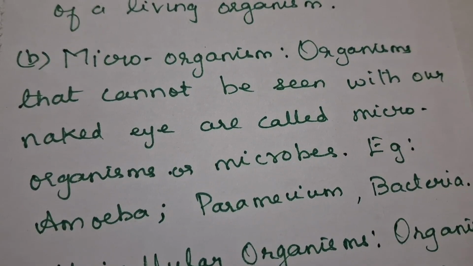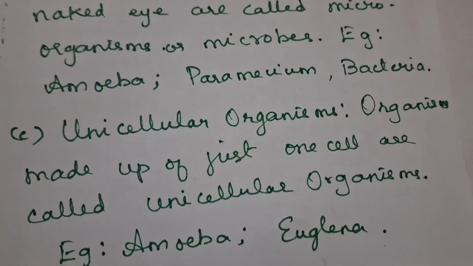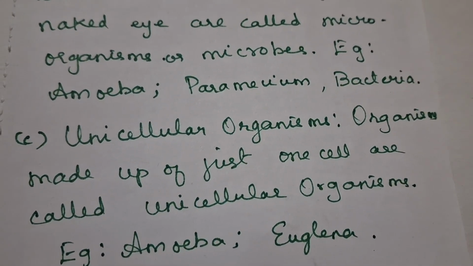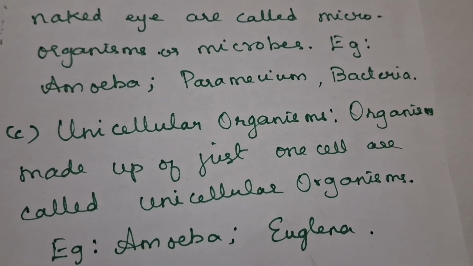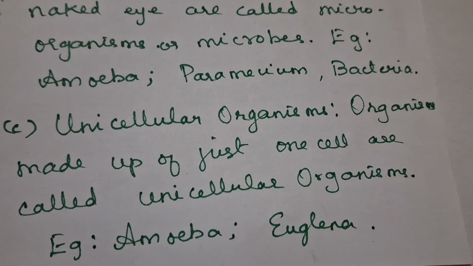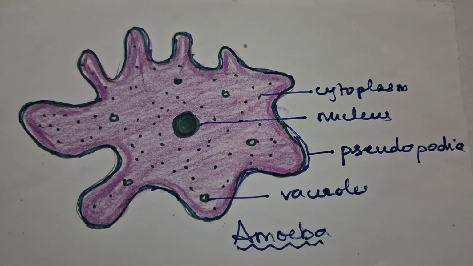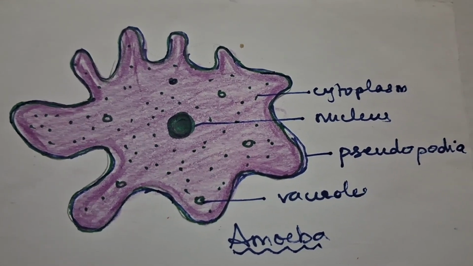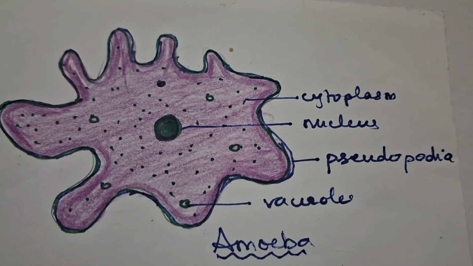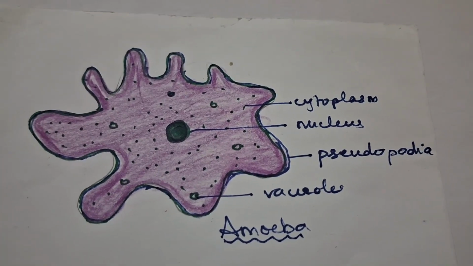Example, amoeba, paramecium, bacteria. Unicellular organism. Organisms made up of just one cell are called unicellular organisms. Example, amoeba, euglena. This is amoeba. This is the structure of amoeba. It doesn't have a proper structure. Amoeba moves with the help of pseudopodia. Amoeba is a unicellular organism.